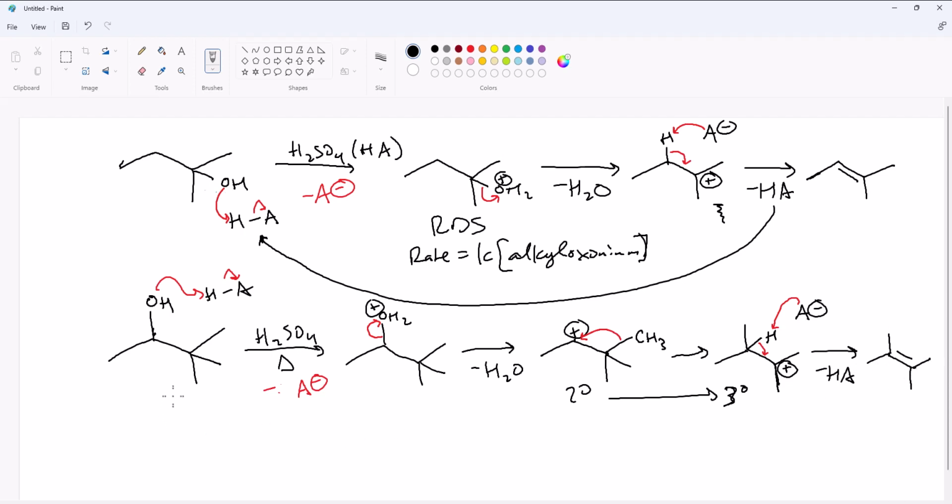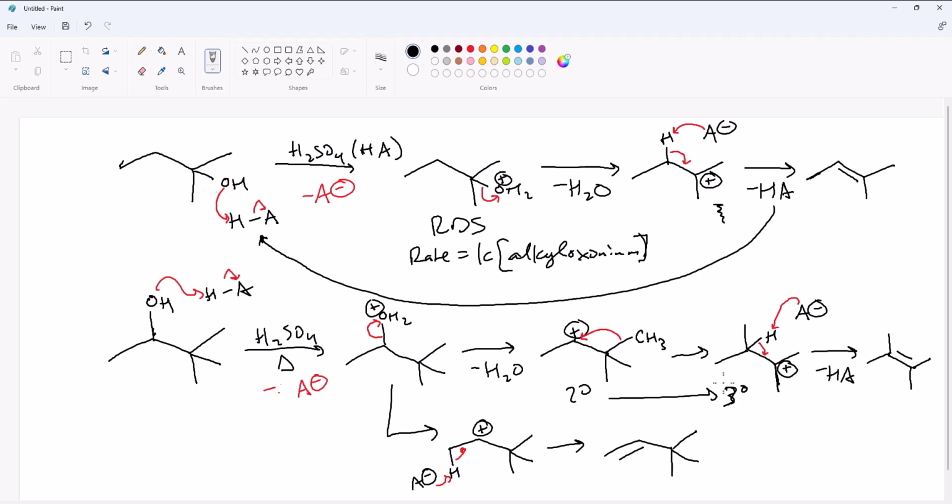Whereas if we were to do this elimination without rearrangement, there is no hydrogen at this position to pluck off, so we would necessarily have to pluck off this hydrogen. Without rearrangement, we would be left with a monosubstituted alkene that is terminal. Tetrasubstituted is way more stable than monosubstituted. So through the rearrangement, we have stabilized the alkene product.